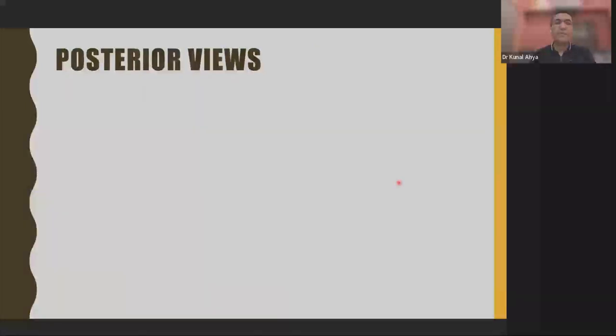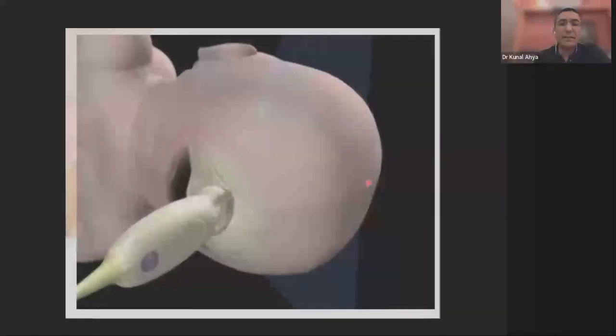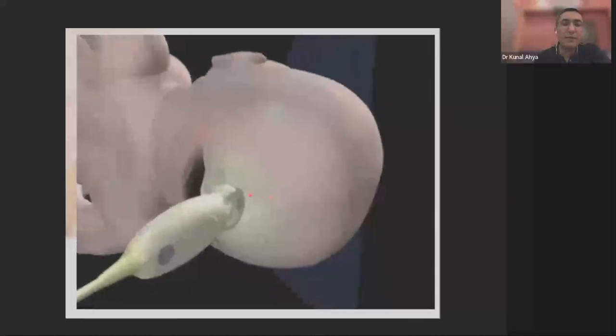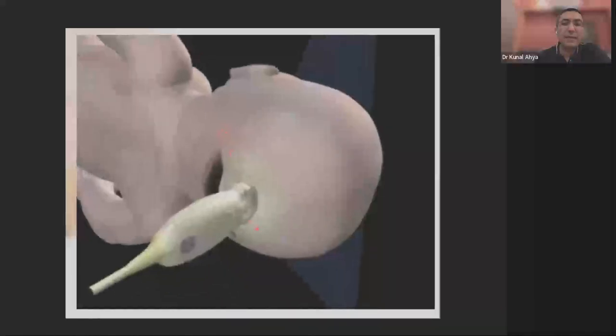Okay, so now some of the less commonly used views are the posterior views or the axial views, in which we start with the posterior fontanelle. So what we do is we move the probe posteriorly. This was the anterior fontanelle. From that, we have moved our probe to the posterior fontanelle. Again, here the marker is on the right hand side of the baby. Okay.